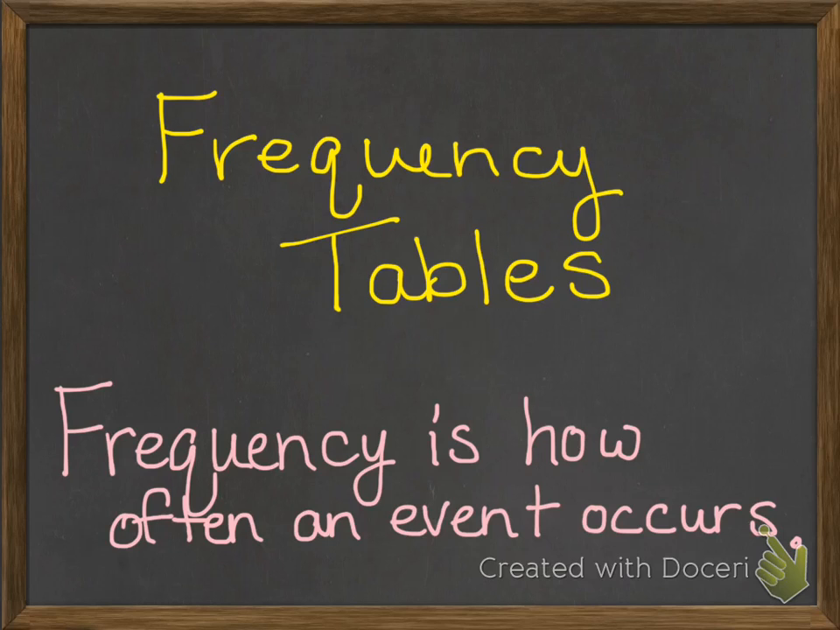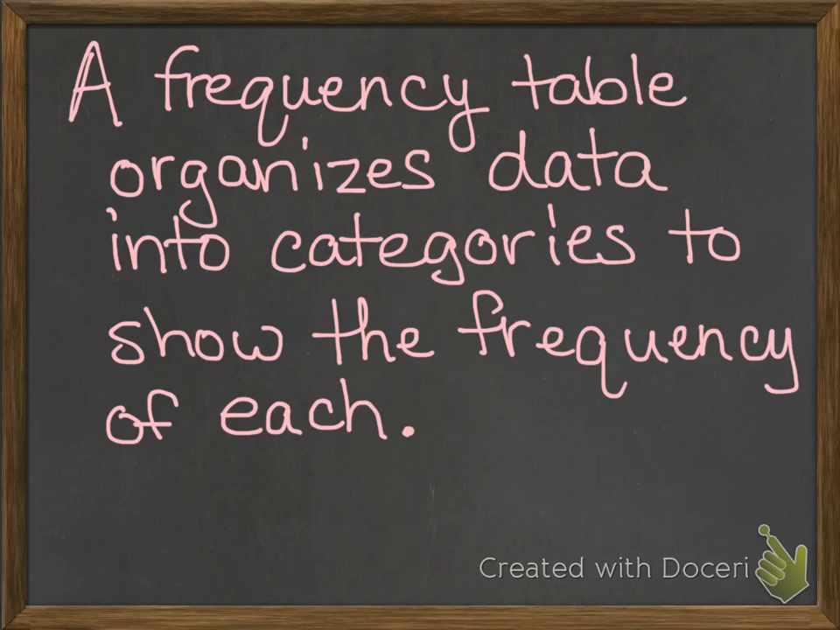Frequency is how often an event occurs, so how often something happens. So when we make a frequency table, we want to show how often something happens, an event. So a frequency table is going to organize data into categories to show the frequency of each. So a table that shows us how many times something will happen or something has happened. Make sure you have this definition down in your notes. Pause if you need to. And let's start looking at some examples.